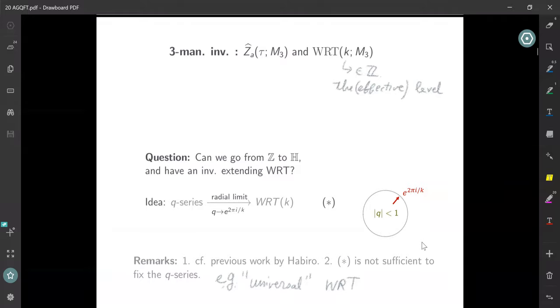And we all know that such WRT invariants are functions defined on the integers, and this integer will be the level of the SU(2) Chern-Simons. A natural, important question is, can we have an invariant defined on a continuous domain, for instance on the upper half plane or inside the unit disk, in such a way that this invariant generalizes or extends the known WRT invariants?